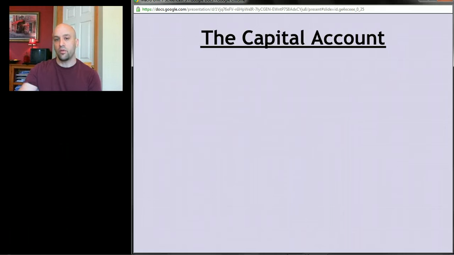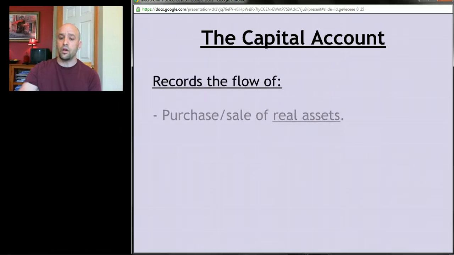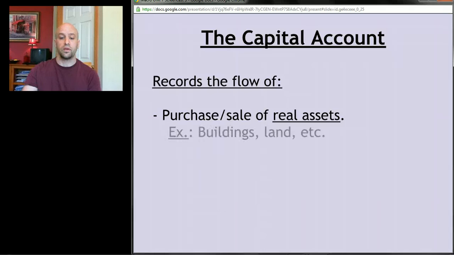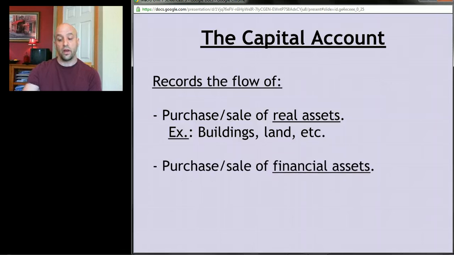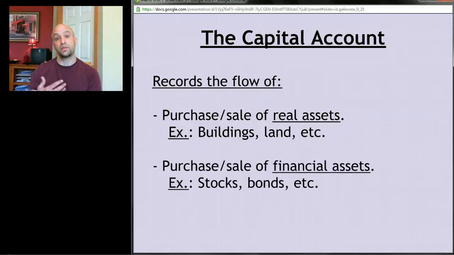Now, the capital account I want you to think of as keeping track of assets. Now, that could be real assets, things like buildings, land, skyscrapers, that kind of stuff. Or they can be financial assets, things like stocks and bonds. So this is a little bit tricky. Stocks, bonds, other financial assets go in the capital account. The money made from them, the investment income, goes into the current account.